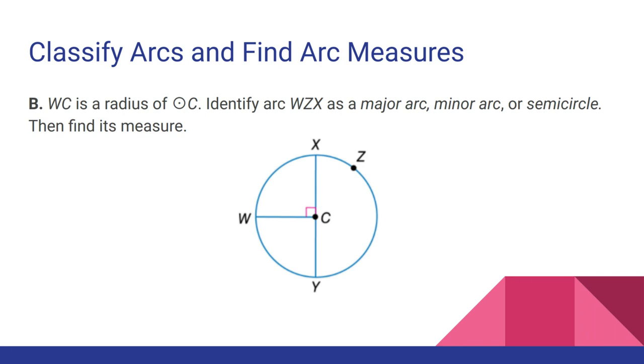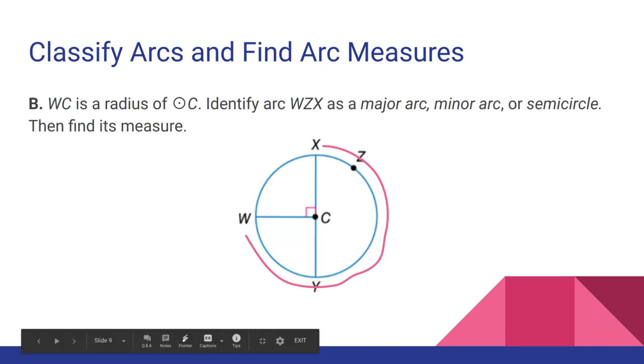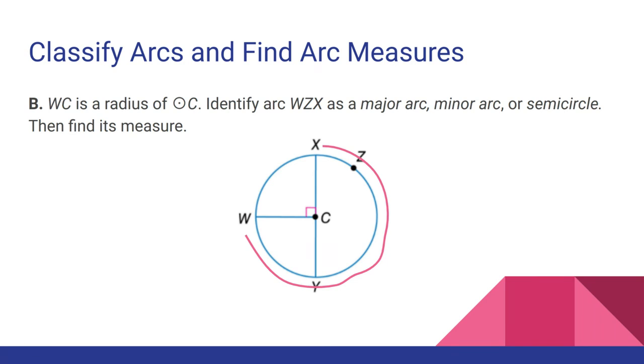Again, WC is a radius of circle C, and now we're identifying arc WZX as a major arc, minor arc, or semicircle, and we have to find its measure. So looking at WZX, I'm going to label it here for you. It skips right over Y, and that's fine. We're going to go straight to that point Z and end at X. And then we're going to try to find its measure.